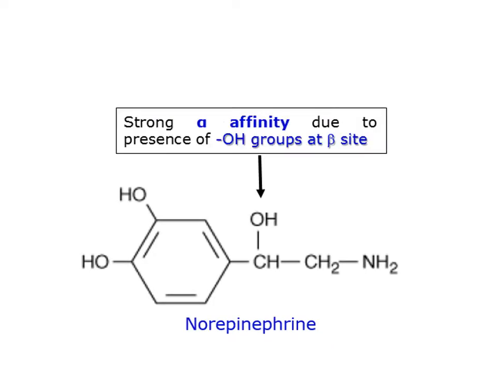As compared to norepinephrine, because there is no substitution at the level of the alpha side, there is no beta activity, but there is OH presence at the level of the beta side, so it has strong alpha activity. So the difference between epinephrine and norepinephrine is that epinephrine has both alpha and beta activity, while norepinephrine has mainly or only alpha activity. That is the basic difference for you to remember.